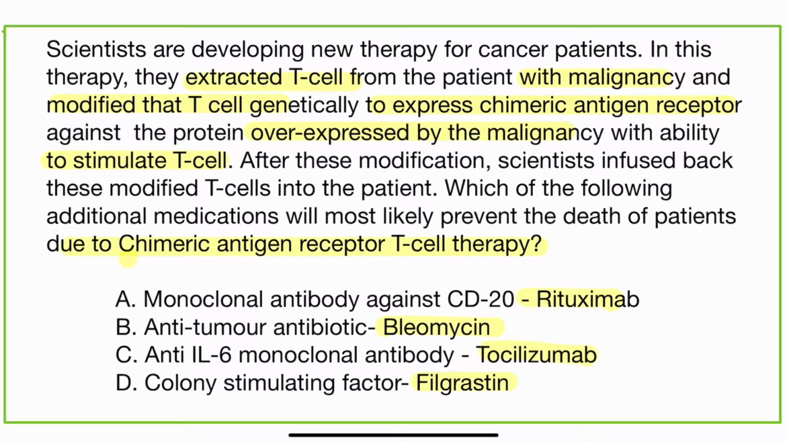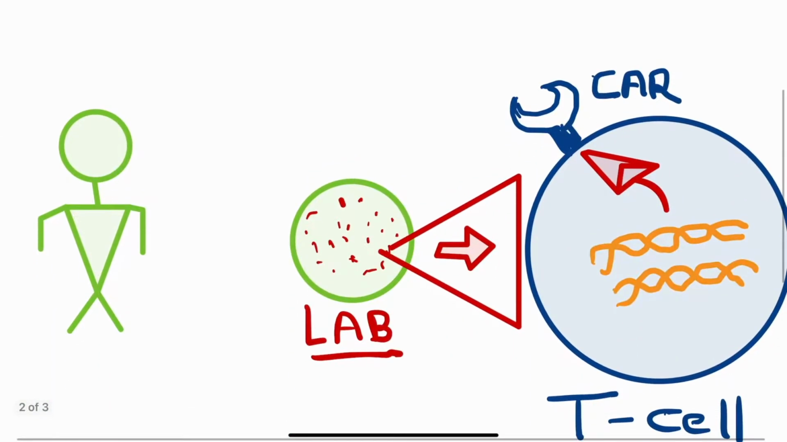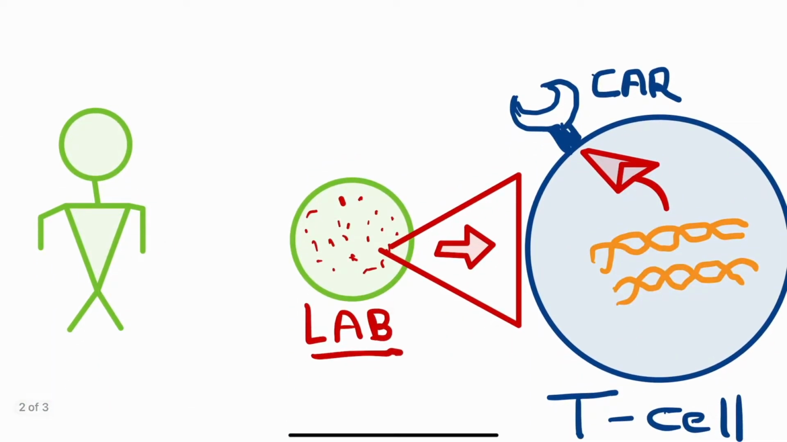Here they are asking about the chimeric antigen receptor T cell therapy. In this therapy, generally scientists take the T cell out of the human body into the lab, grow the T cell, and modify it genetically by adding the chimeric antigen receptor gene into the genetic structure of the T cell. This will express the chimeric antigen receptor on the surface of the T cell.